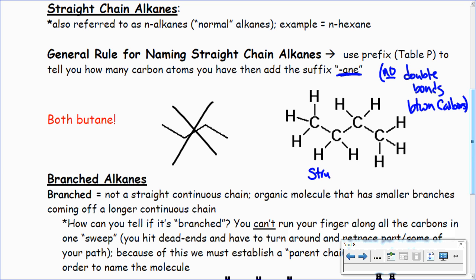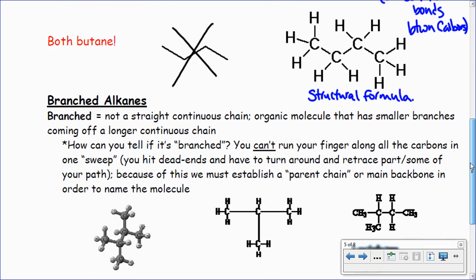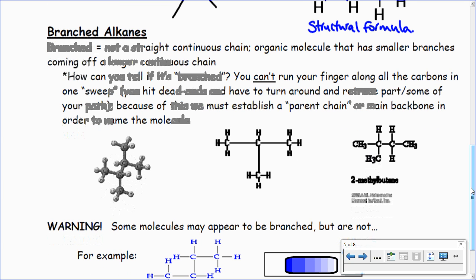This is a structural formula because it tells you where all the atoms are in relation to each other, and you can make a model of it using our model kits. Now, branched alkanes are not straight continuous chains. They've got little branches hanging off. It's like the trunk of the tree is a straight chain, but the branches of the tree are the branches, obviously. This happens in organic molecules, especially hydrocarbons.